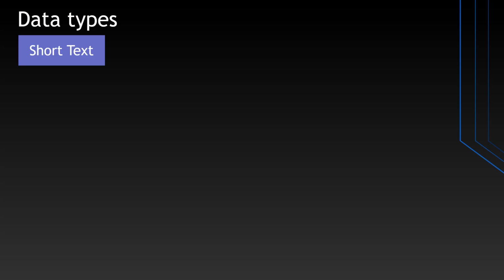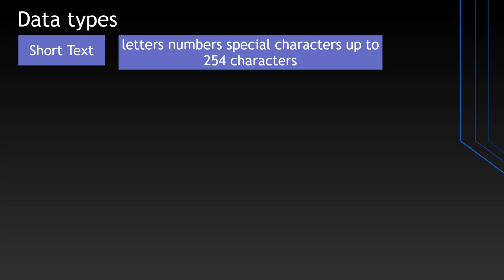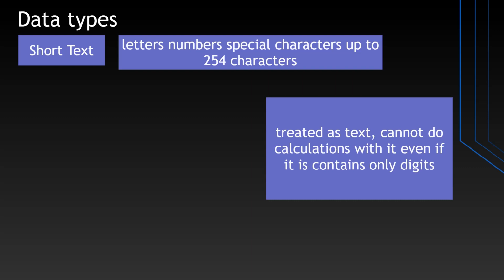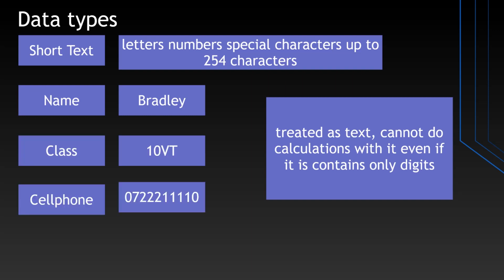Data type: short text. It can contain characters such as letters, digits, spaces, special characters, any number up to 254 characters. It is treated as text even if it only contains digits. You would use short text for things like name, class, cell phone number.